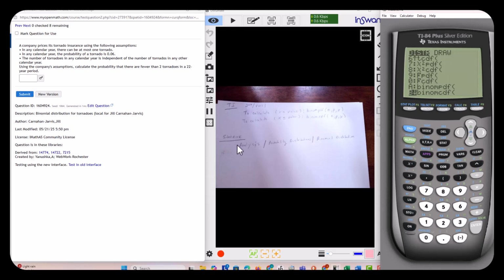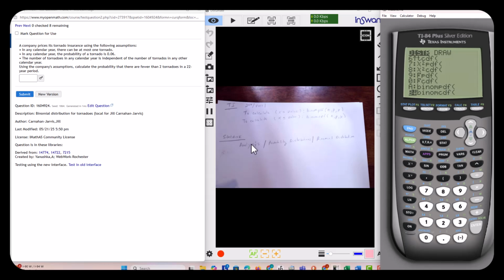I really like StatDisk because on the TI, if you have a greater than, you have to do the complement of this one. That's not that hard, but StatDisk gives it to you either way you want to do it. And we'll work it both ways.